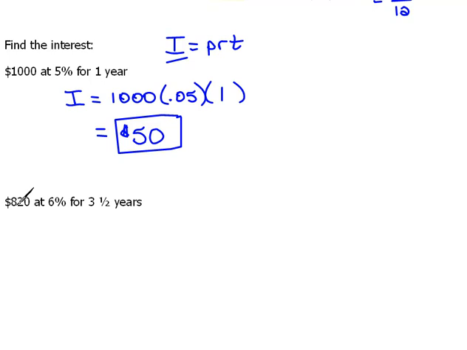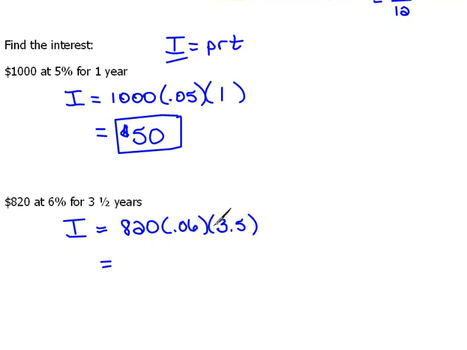Now here we have one that says $820 at 6% for 3.5 years. So again, our interest formula is interest equals the principal, which is 820, times the rate, which being 6%, we need to change that over to the decimal, 0.06, times the time in years. Well, they've told us that our time is 3.5 years. Because we're going to be using our calculator to figure this out, we probably don't want to write this as 3 1/2 because that's going to be a little bit more difficult to deal with. But if we have a good understanding of fractions and decimals, we could rewrite that as 3.5 because that would be the exact same thing.